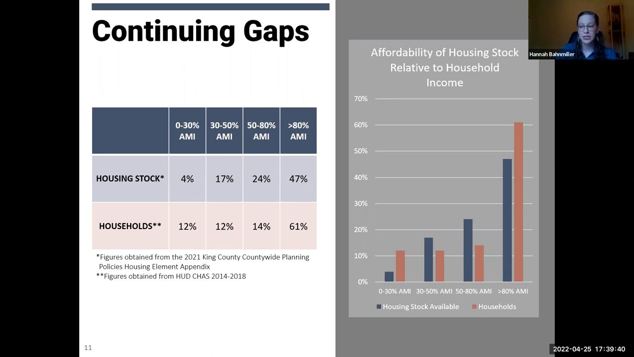This is a little reductive because the reality is that the 4% of the housing stock that is priced affordably to those making at or below 30% AMI, we don't actually know what the income of the households that live in those units are. They may or may not be, and are probably not all households that actually make under 30% AMI, even though the unit might be affordable to that income level. But this data is important because it gives us a sense of our supply versus demand in our community. And from this data and the chart that visualizes the same thing, we can see the gaps that exist at our lowest affordability levels.